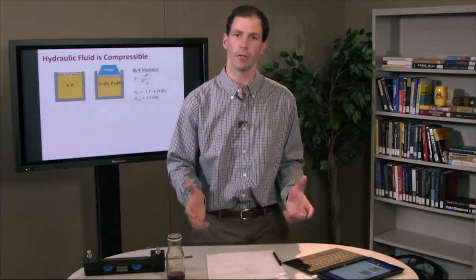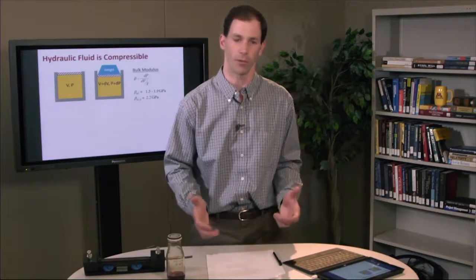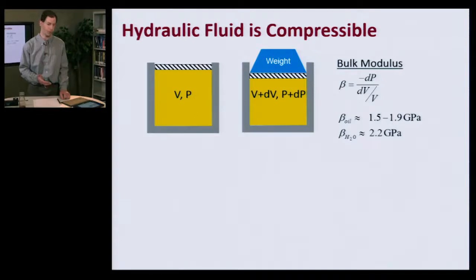To give you a feeling of what the values of a bulk modulus are, first of all, think about the units here. Notice that the denominator of the bulk modulus equation is unitless, dV by V. So the bulk modulus has to have the same units as the numerator, pressure. And typically hydraulic oils are 1.5 to 1.9 gigapascals. Water is typically about 2.2 gigapascals. Again, this changes greatly with the amount of entrained air. It's also a function of pressure.